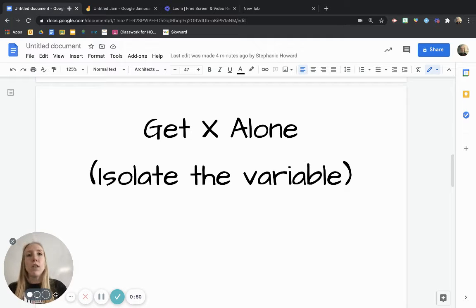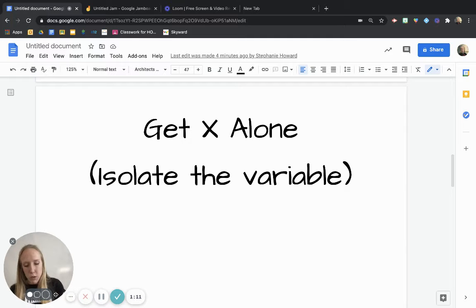So again, the math way to say that is isolate the variable. Isolate means to get something alone by itself, completely independent or on its own from everything else. That's what we want. Our goal today is to get the variables with nothing else. So get rid of everything else. And I'm going to show you how to do that.